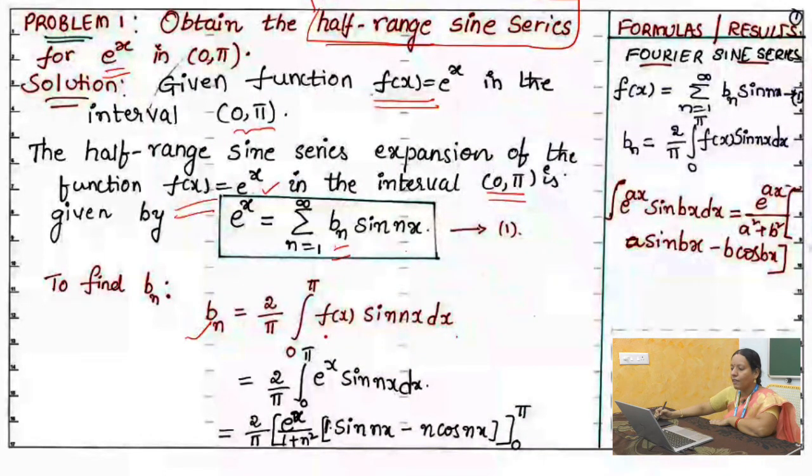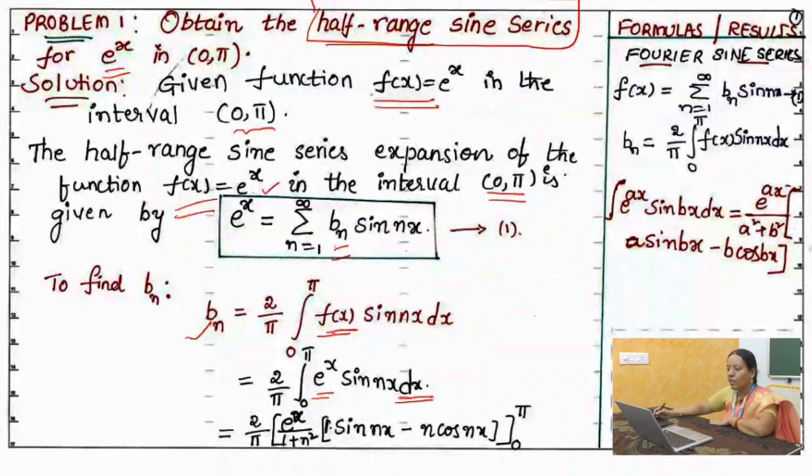Now write the value of f of x. What is your function? e power x. Substitute e power x in place of f of x. Then you got 2 by pi integral 0 to pi e power x sine nx dx.